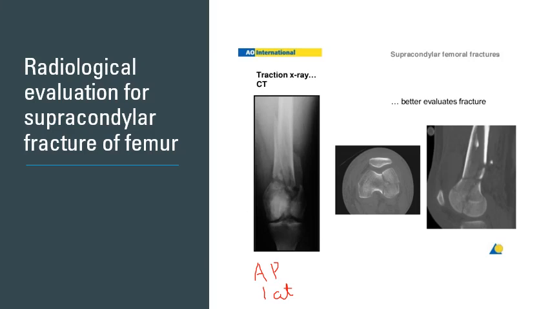Radiological evaluation for supracondylar fracture of femur includes X-ray of knee, AP and lateral, to see for the intra-articular extension. Better it can be evaluated with the CT scan to see for the congruity of the articular surfaces.